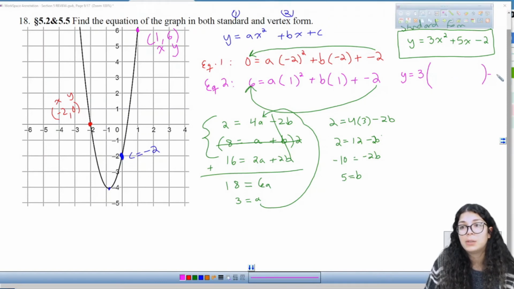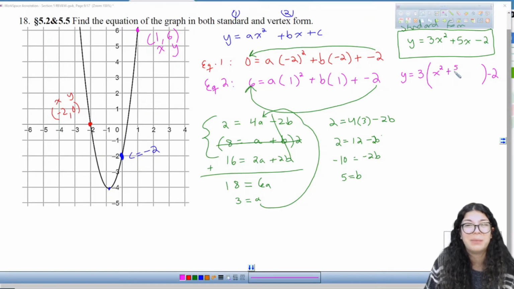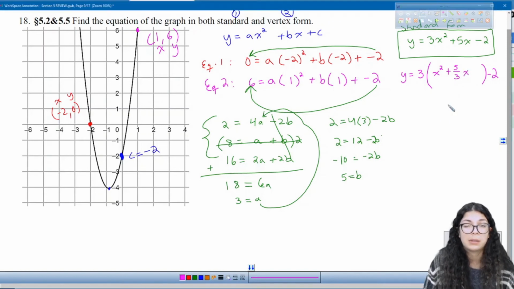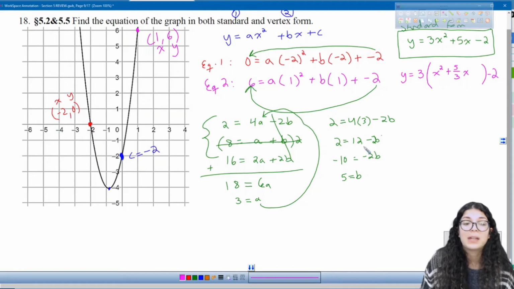To complete the square, I do need to separate the back term, right? And factor out the coefficient from the first two terms. So I end up with x squared, and then 5 divided by 3 does not give me a whole number, which is a little bit sad. So we have 5 over 3. So that is the b value.